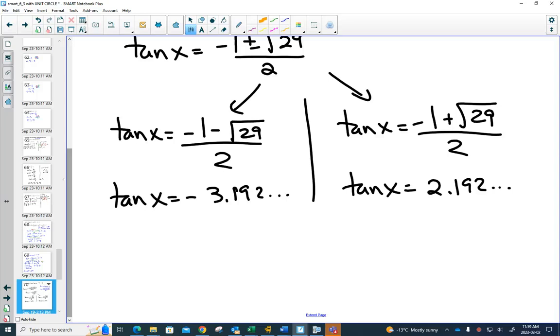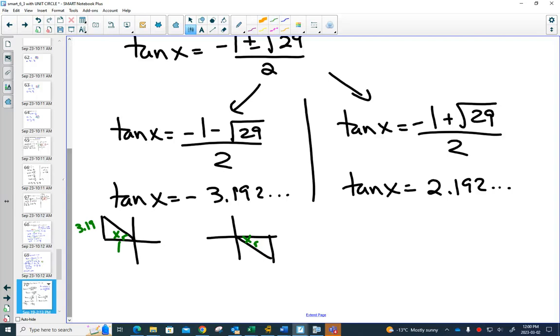Both of these are obviously not on our unit circle. So what we need to do is think here, according to our CAST rule, tan is negative in quadrants 2 and 4. And we can label the reference angle for x on both. If you wanted to label a side, tan is opposite over adjacent, so I could say my opposite is 3.19, my adjacent is 1, because I can make that a fraction over 1.